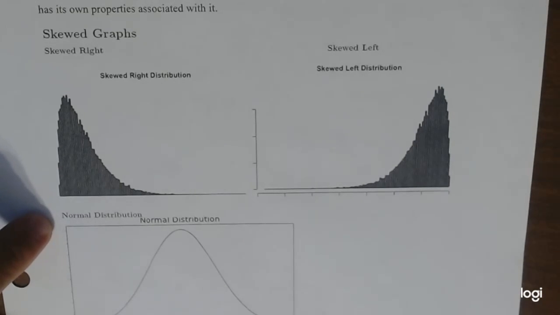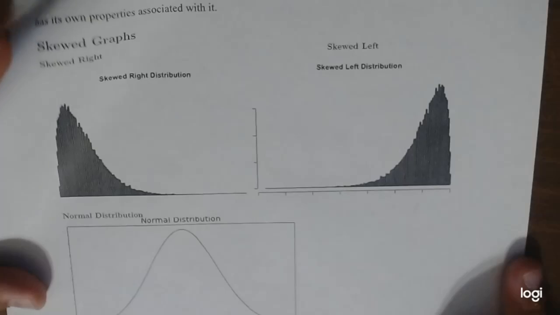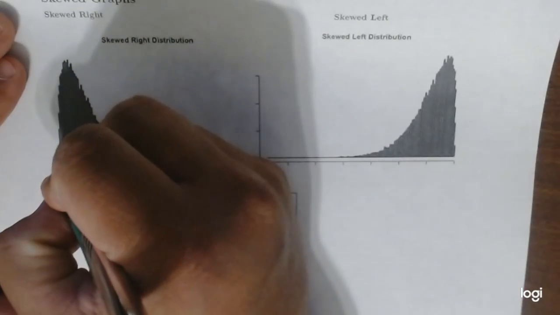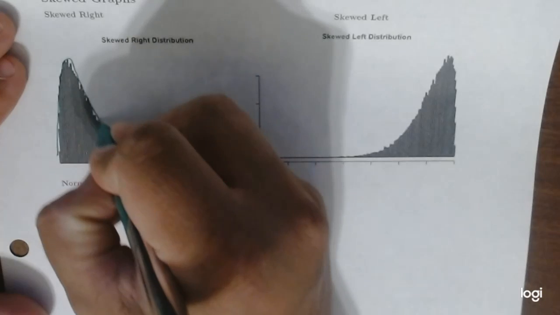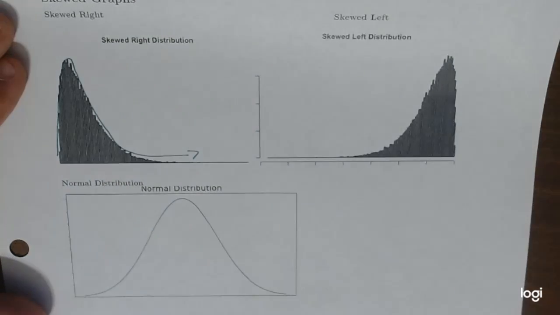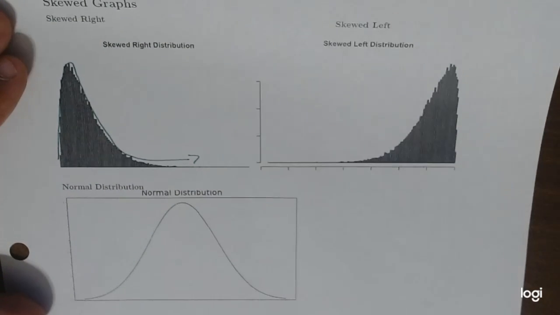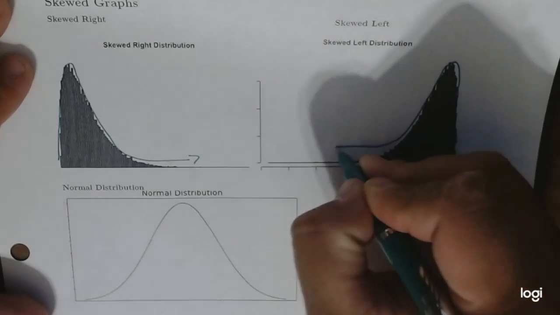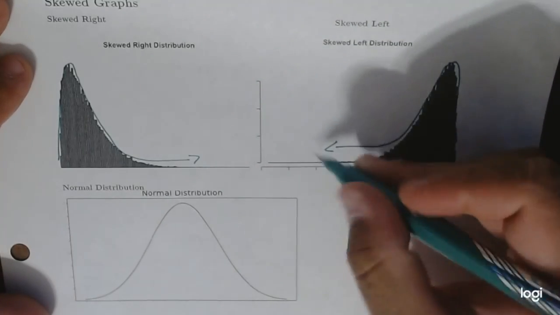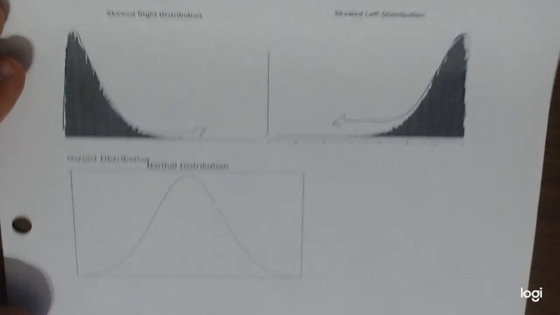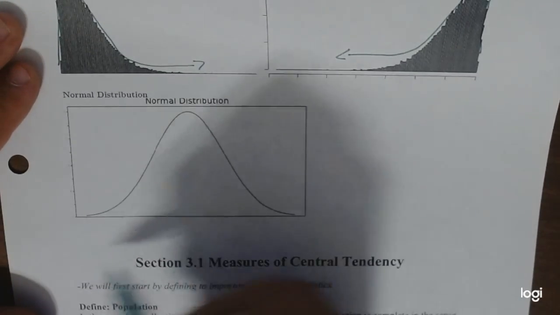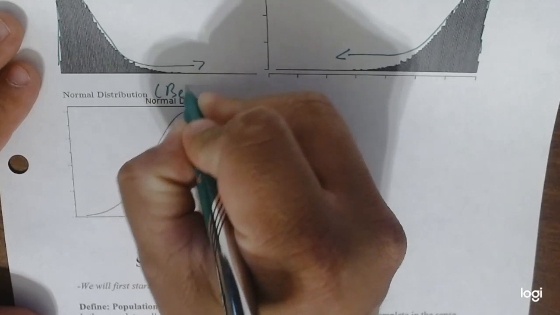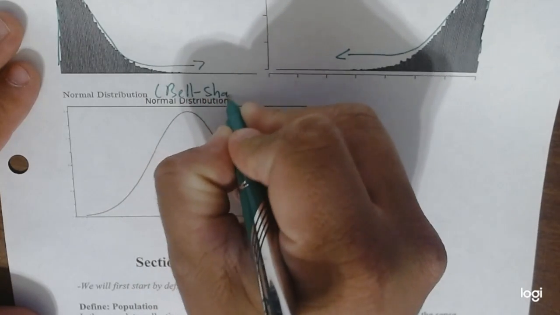We'll talk about that. The first one is called a skewed right graph. The reason it's called a skewed right graph is because the tail end goes to the right. That's it. A skewed left graph goes the opposite, meaning the tail end goes to the left, not the hump, but the tail end. And then finally, the normal distribution is a nice bell-shaped curve. This is also called the bell-shaped curve for short.